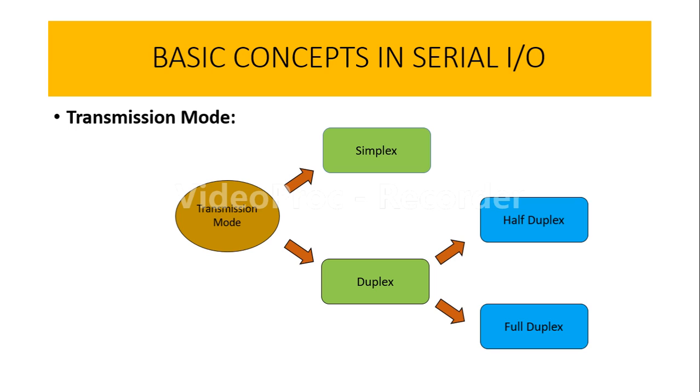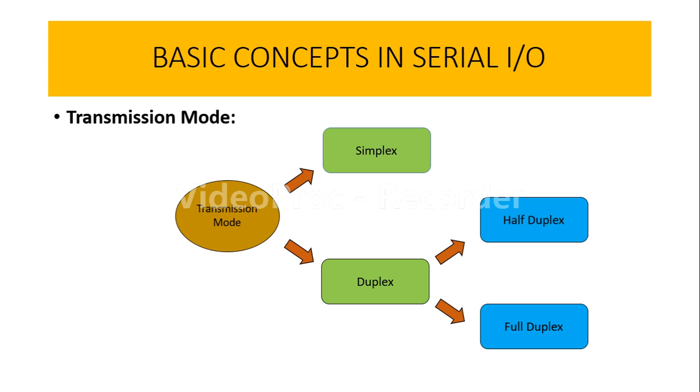And the second type of duplex is full duplex, wherein the data transfer is possible in both ways simultaneously. Like the data transmission between two computers, or over the phone, as you can call your friend and talk over the phone. It is an example of full duplex.